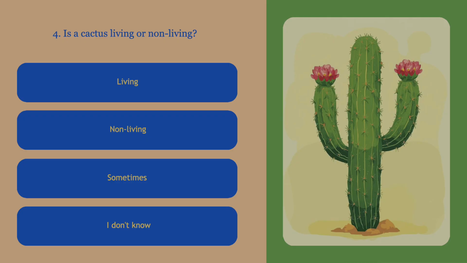Is a cactus living or non living? A cactus is a plant, and all plants are living things. They grow from seeds, they need sunlight, water, and air, and they can reproduce. Cacti grow slowly and survive in dry places by storing water inside their stem.